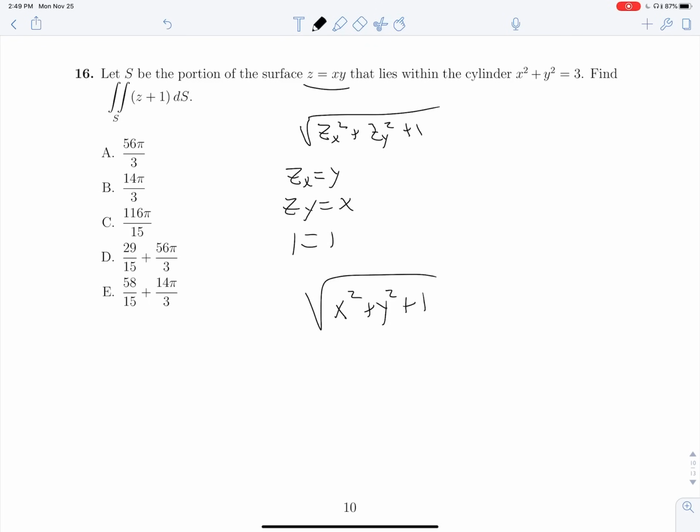And since it's going to be a double integral over the xy projection of this surface within the cylinder, we need to replace this z because we only want to really deal with the x and y planes. But this is fine because we know that z is equal to xy. So we can replace this with xy plus 1.